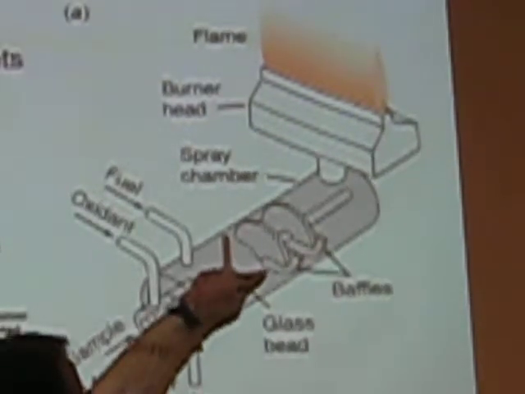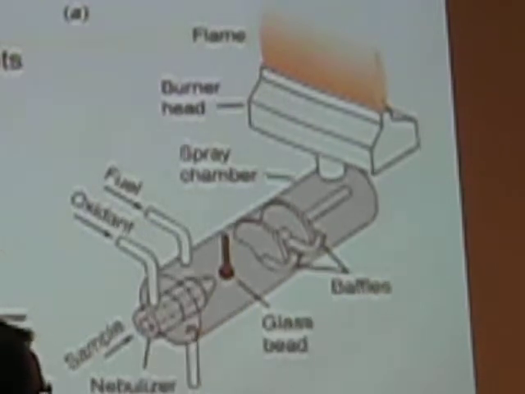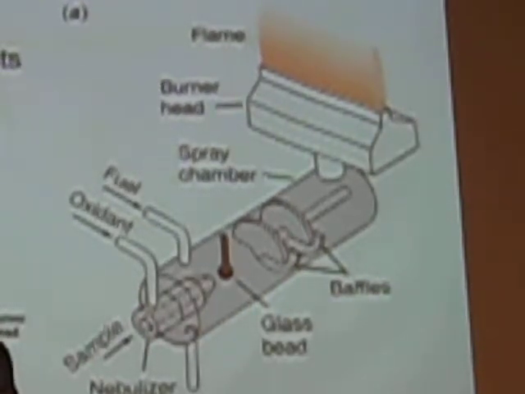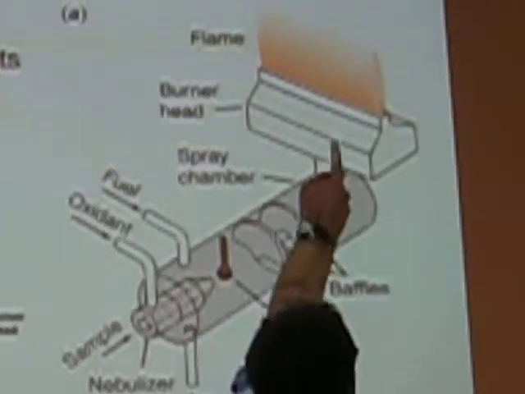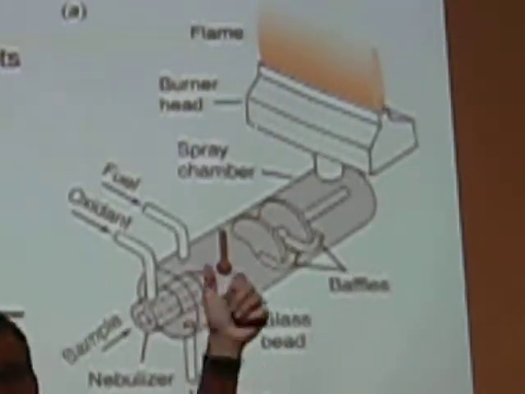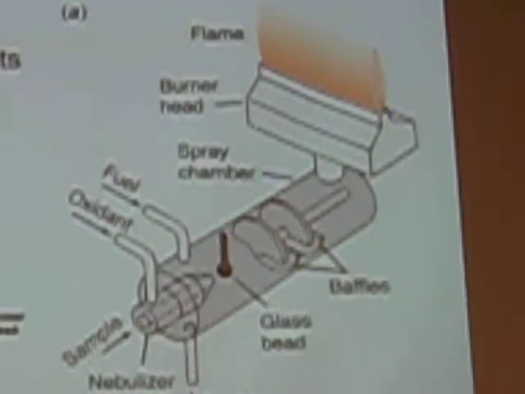All the bigger drops will fall down to the bottom and just drain out. This is where 99% of your sample will go. And 1% of it will be in those fine droplets in the air and end up getting introduced in the flame. And you've got essentially a little lighter up there that will light the flame for you automatically, right?